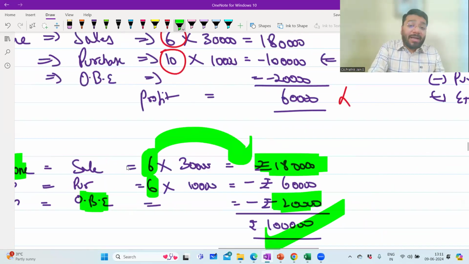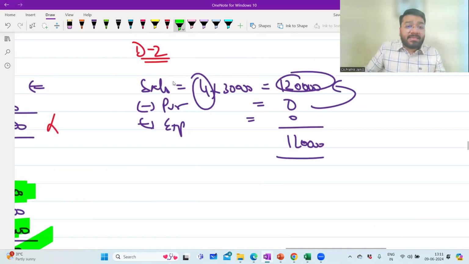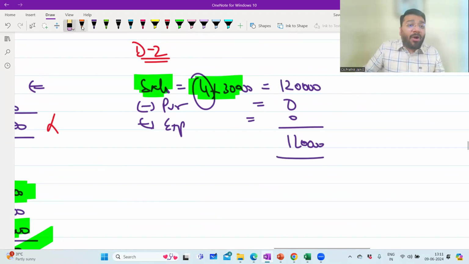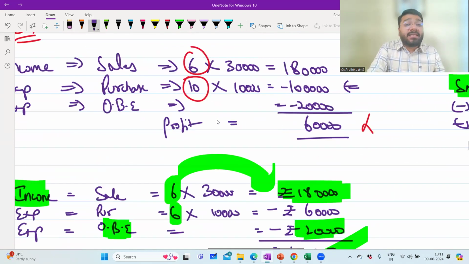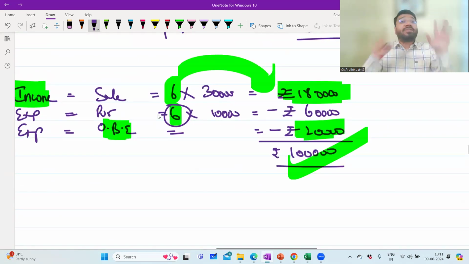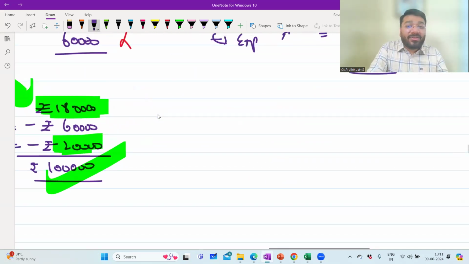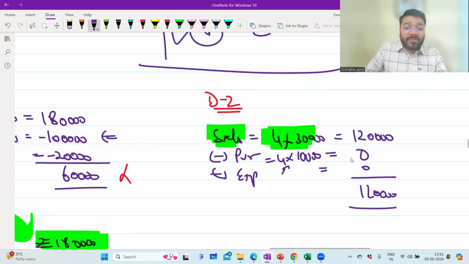So in day 2, what will happen, people? In day 2, my sale is 4 into 30, 120, which is absolutely correct. And now you'll minus the purchase. What is your purchase now? Sir, 4 into 10,000. Because these 4 expenses you did not consider here. When you consider the expenditure here, you consider only for 6 phones. So it means 4 phones' expenditure I have yet to consider. So 4 into 10 is how much?